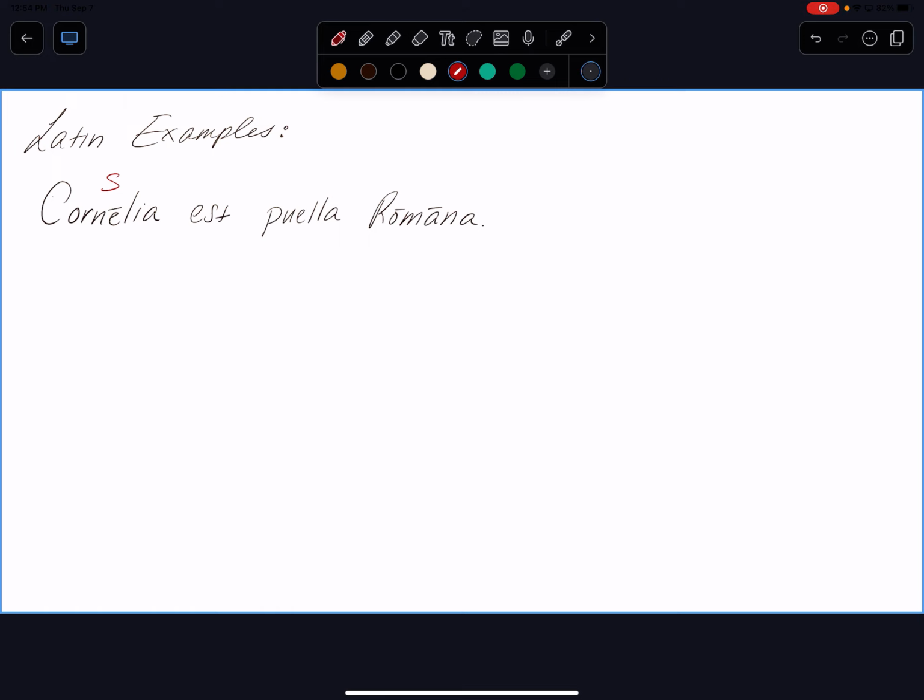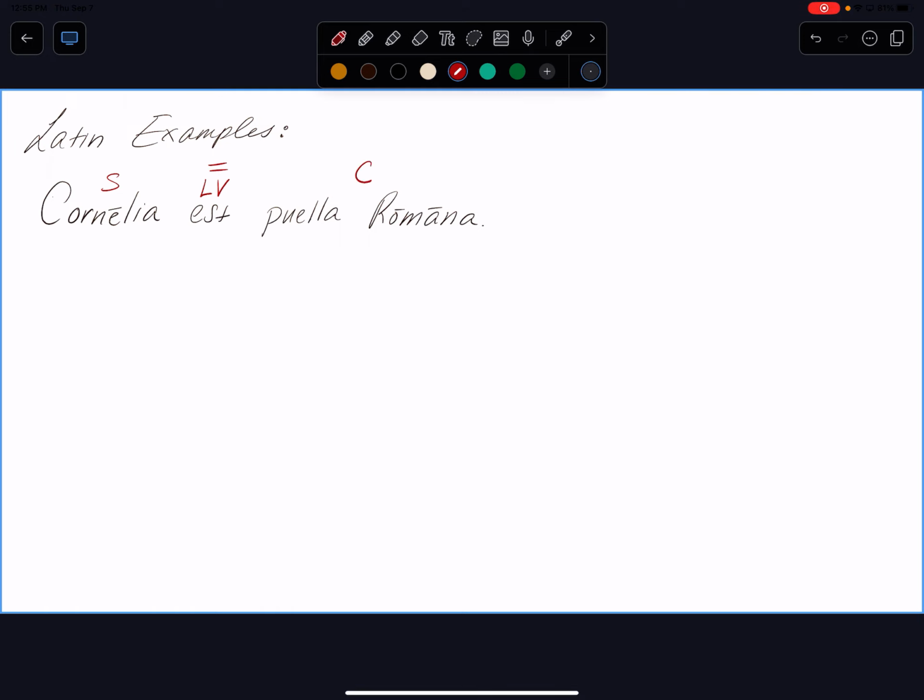All right, so what's my verb? Est. Yes, good. All right, how am I going to mark that up though? It's a V, but what do you think we should use instead? You can use LV. You can also use an equal sign, but it's up to you. Whichever one works best for you. Now, puella Romana, what are those? The complement. These are complements, yeah.